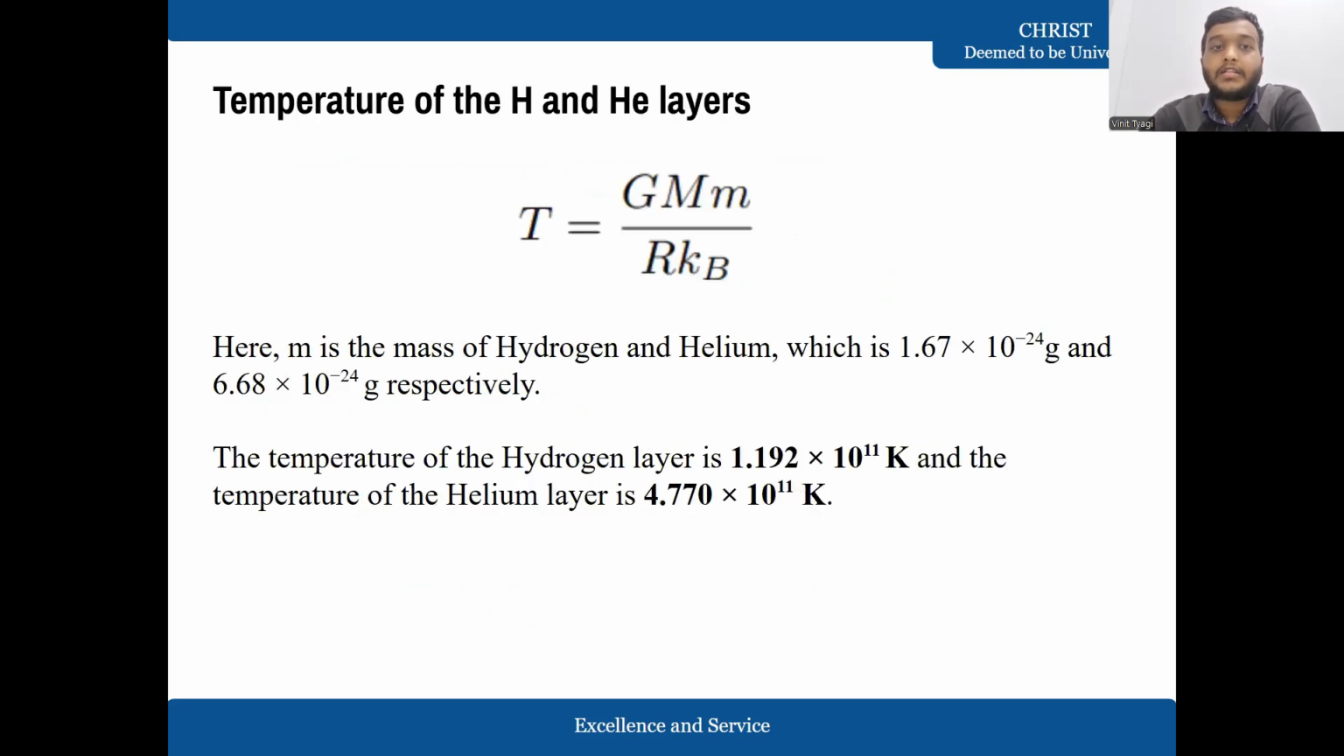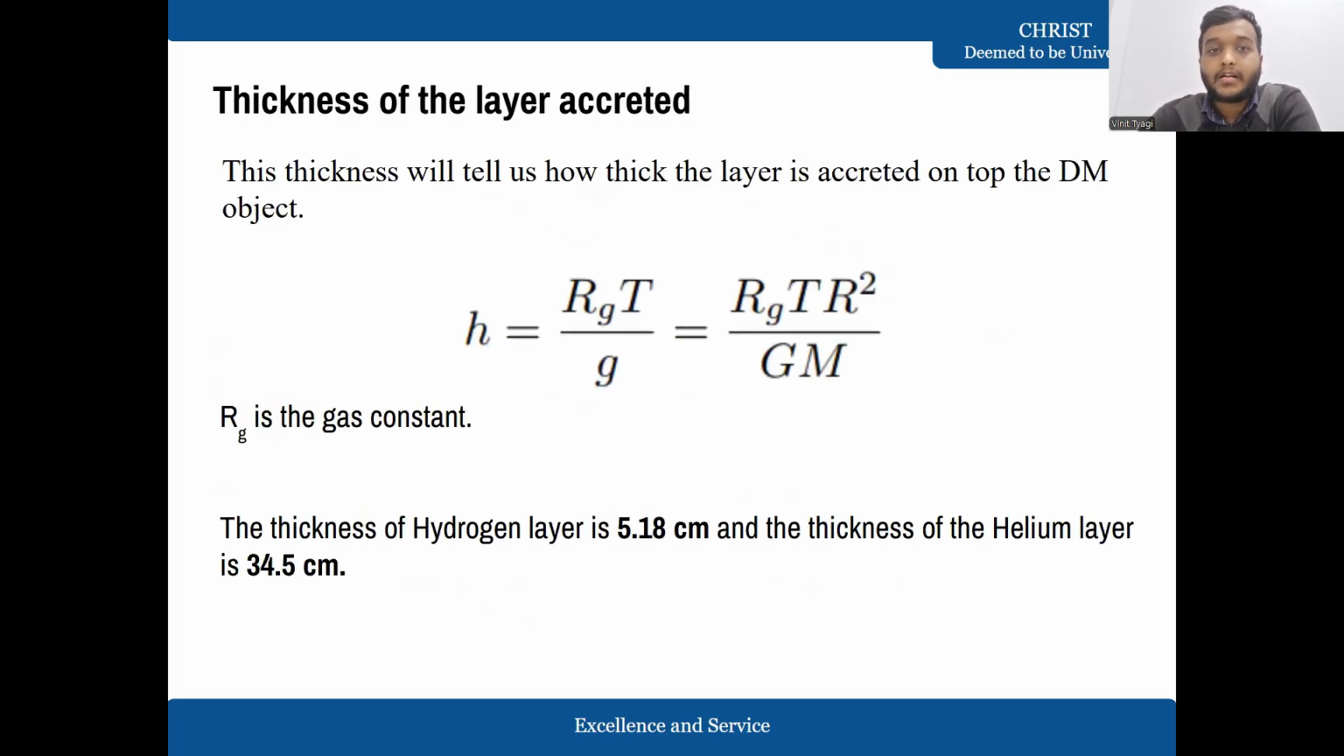Next, when they are accreting due to the gravitational pull and high density, it will start to heat up. So its temperature was found to be 10^11 Kelvin and 4.77 × 10^11 Kelvin, which is 4 times the hydrogen layer's.